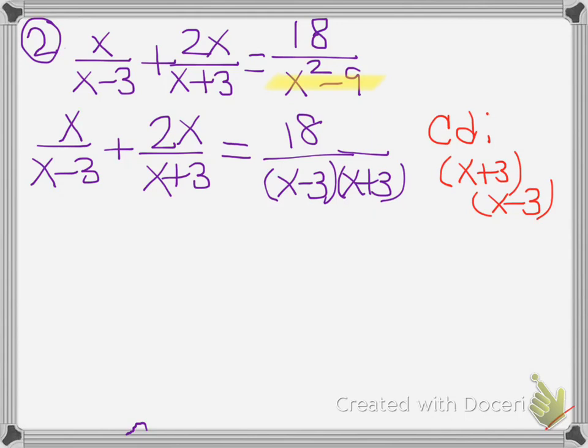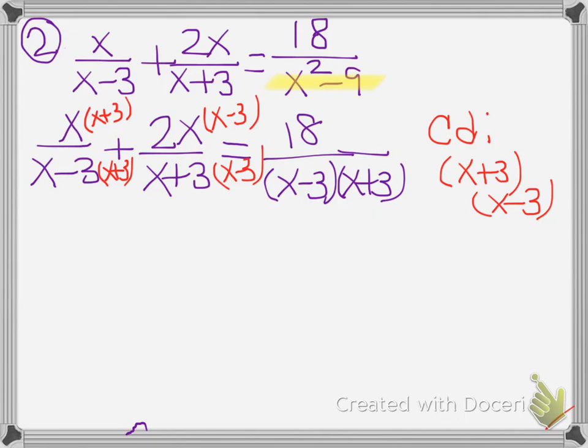I write ridiculously large. Now, what we want to do is we need to make sure that every single term has those terms. So this first fraction over here on the left, x over x minus 3, needs an x plus 3. So we're going to multiply the top and the bottom by x plus 3. This second term needs the x minus 3. So we multiply that, and you multiply the top and the bottom because it's like you're multiplying by 1 and it doesn't change the equation. And our right hand side, this 18, it has both.